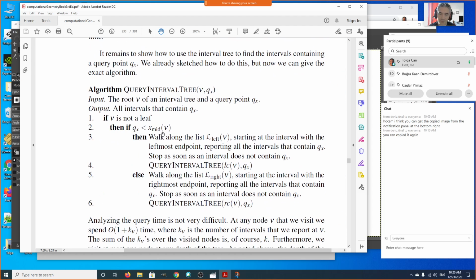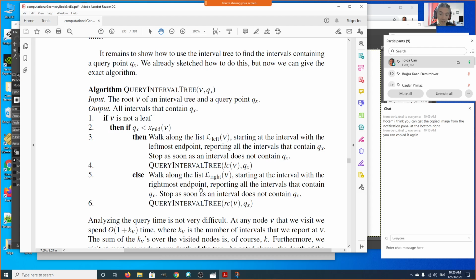If qx is less than x mid, we are going to continue the query recursively on the left subtree. Otherwise, we are going to continue on the right subtree. In both cases, we need to use the associated structure. When we go left, we will use this L left list of the I mid intervals. And if we go right, we use the L right list of these I mid intervals.